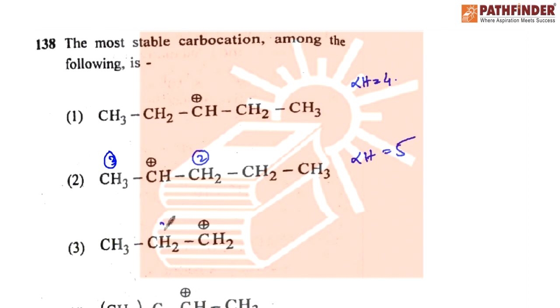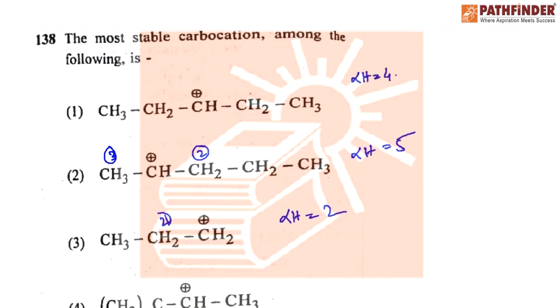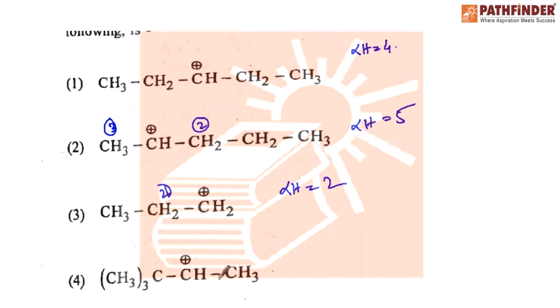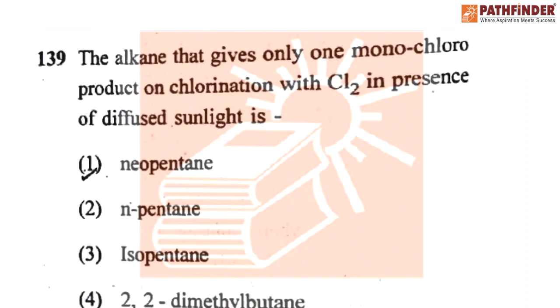In the next one, only 2 alpha H. Okay, only 2 alpha H. And in the last one, I think there are only 3 alpha H, because there is no alpha H on this carbon. So the most stable carbocation will be option number 2. A very easy question once again. So let's move on to the next question, that is question number 139.